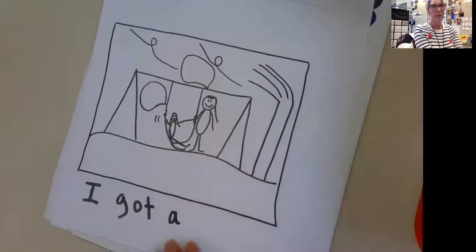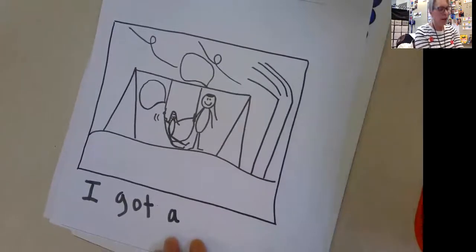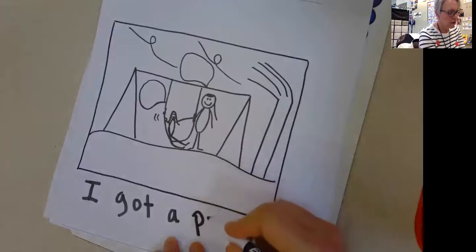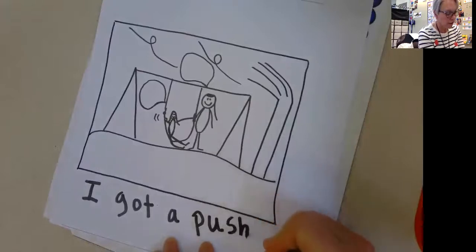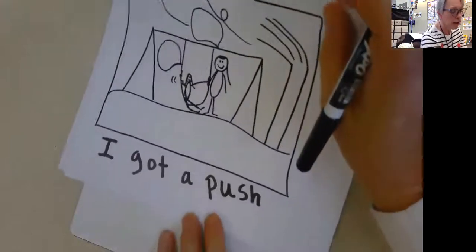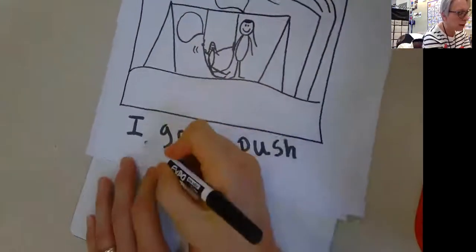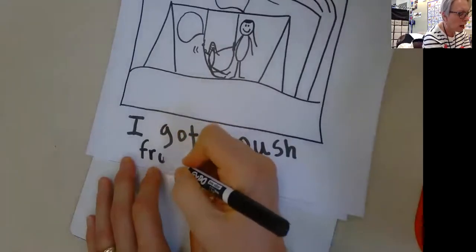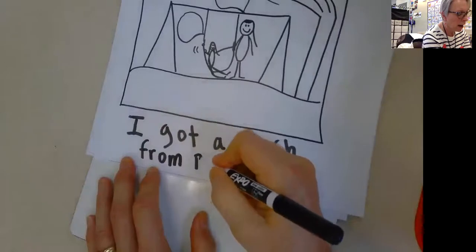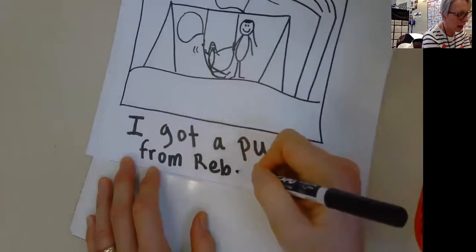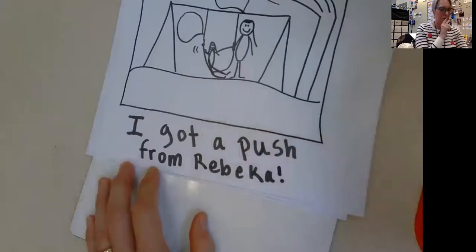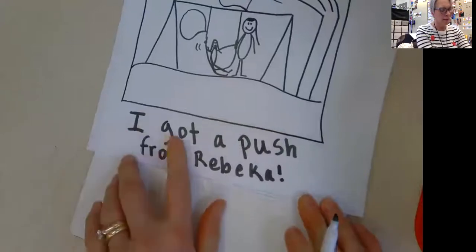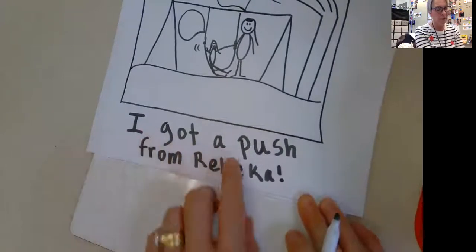Okay, push is not a sight word, so we have to figure it out. Pa, right? I think it's a U. Sh. I know that's SH. From, fra. Remember our letter blends? Fa, ra, ba, ka. I got a push from Rebecca. So this is a sight word, this is a sight word, this is a sight word. So I knew three of those right away.